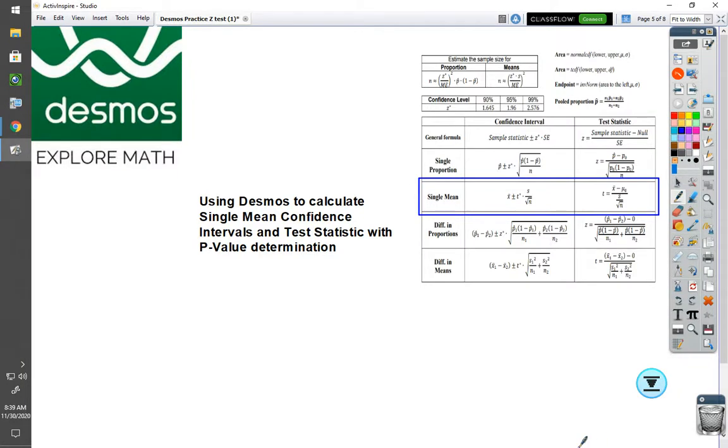We are going to use Desmos in order to calculate a single mean confidence interval level along with a test statistic, and we'll make a p-value determination. We're going to be using the two formulas from our formula sheet for both a confidence interval level and for a t-test. A t-test is super similar to a z-score. The only difference is that a t-test is distributed on a t-distribution versus a z-distribution. A t-distribution is slightly different, as we've seen in the past. It's slightly narrower and slightly higher than the z-distribution.